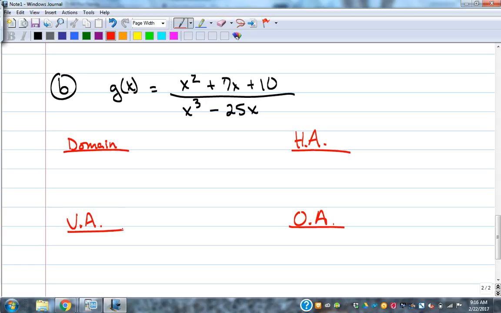And Katie, I heard what you said. Okay, the numerator is less than the denominator, so the degree of top is 2, degree of bottom is 3. So it's y equals 0 as the horizontal. What's that mean about the oblique? There isn't one. None. Okay.